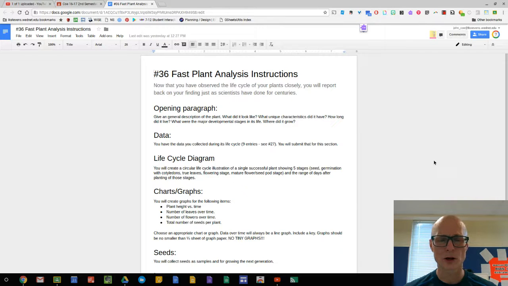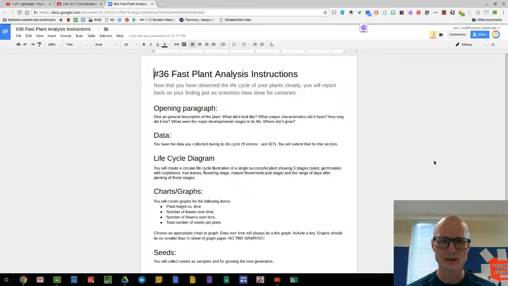So here we're going to start with an opening paragraph. You can do it on paper or in a digital document. Any digital documents you do, please make sure you attach them to number 36 when you turn them in. But you're going to give a general description, and you can read through the paragraph and see some questions that might prompt your thinking. But, no different than if you had to introduce someone to a group, you're going to introduce your plant to the rest of the world.